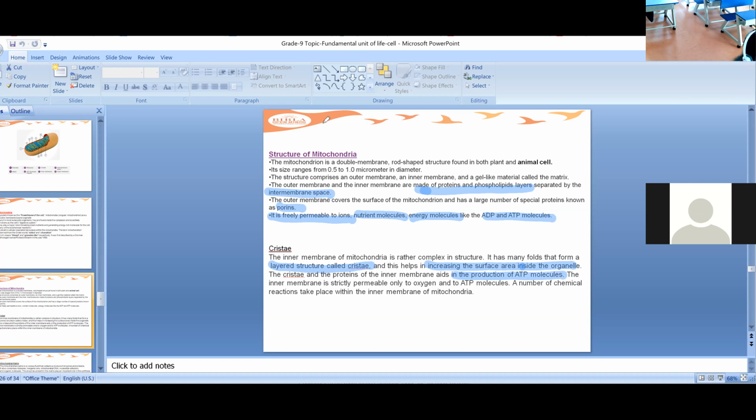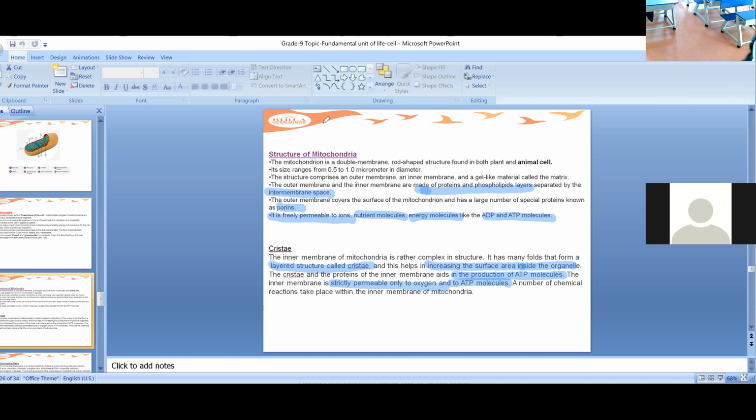This increase in the surface area leads to the production of ATP molecules. ATP molecules are nothing but the energy currency. The inner membrane is strictly permeable only to oxygen and to ATP molecules. Other molecules will not enter. The inner membrane will not allow other types of materials.